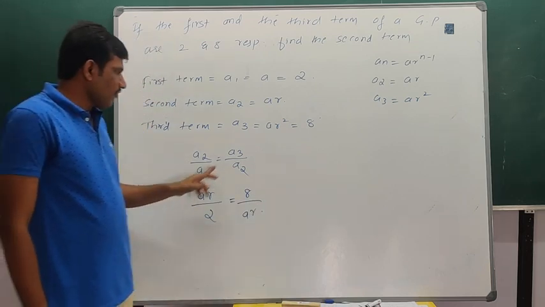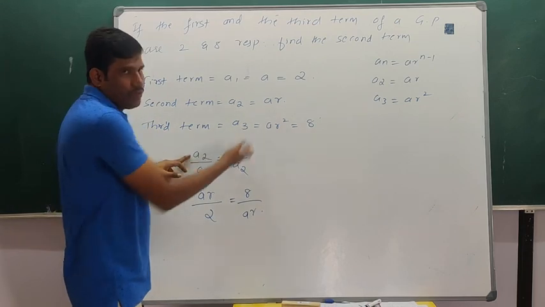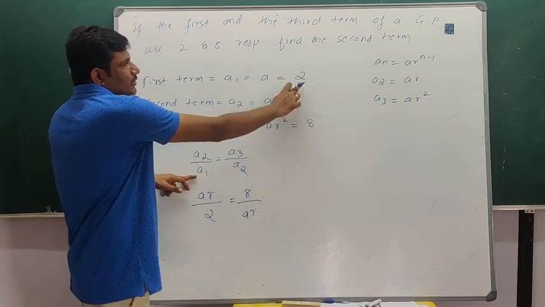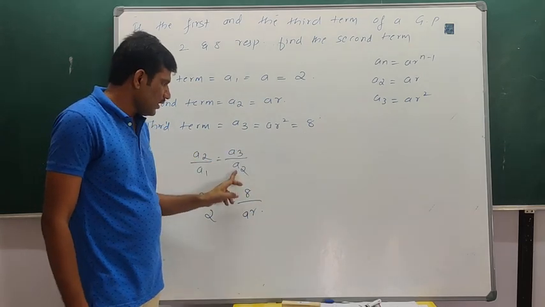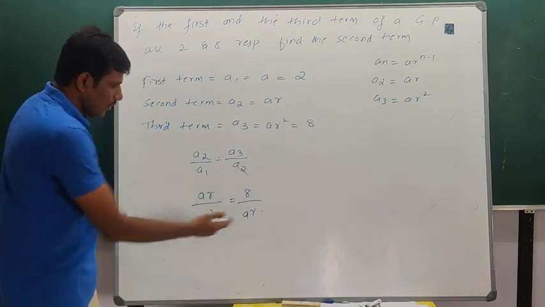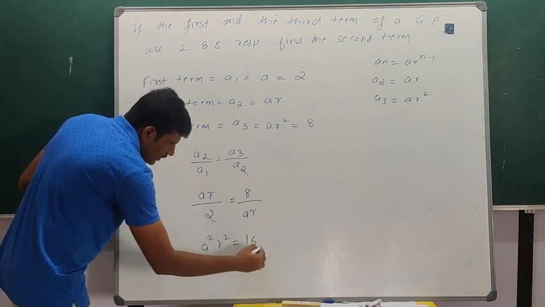Right? Second term by first term must be equal to third term by second term. What is second term? Second term we don't know, that is AR divided by first term, which is given, that is 2. Similarly, A3 is given, that is 8 divided by A2, which is A into R. Now do the cross multiplication. A square R square is equal to 2 into 8, which is 16.